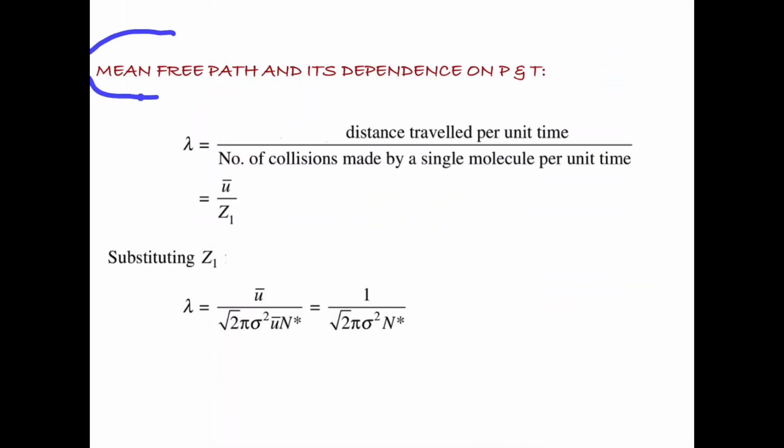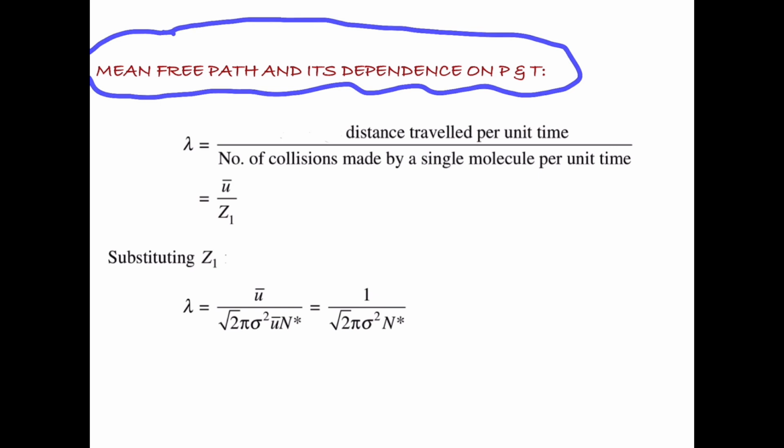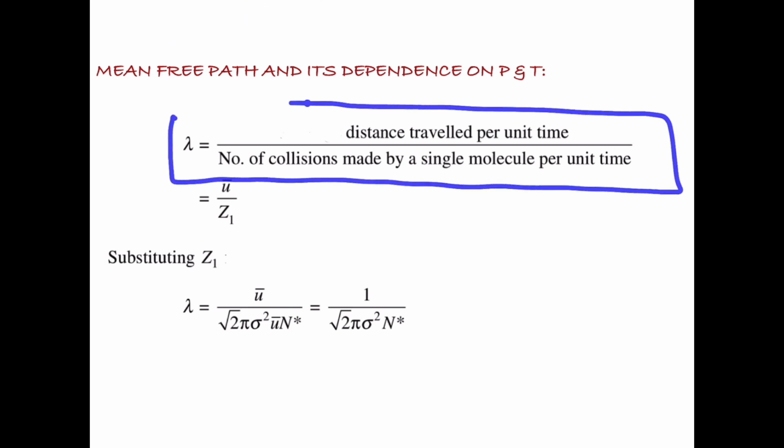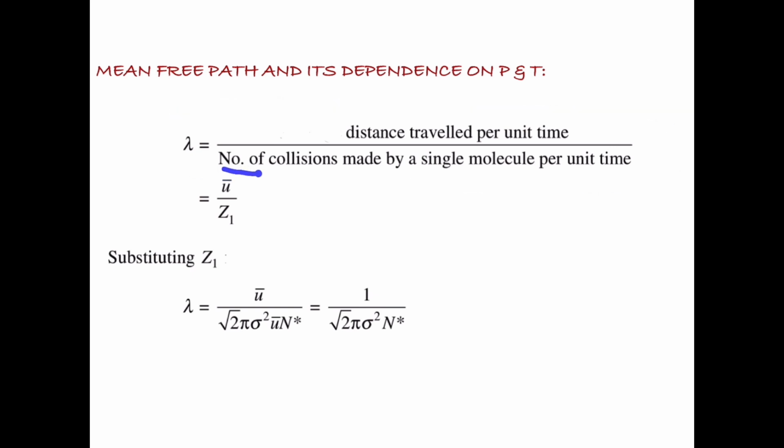And the last parameter is the mean free path and its dependence on pressure and temperature. The definition of mean free path we already covered in the previous lecture. That is, the average distance traveled by the gas molecule per unit time. Mathematically, it is the distance traveled by the gas molecule per unit time divided by the number of collisions made by a single molecule per unit time. This is the mathematical definition.